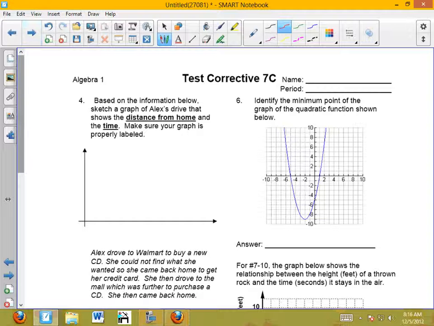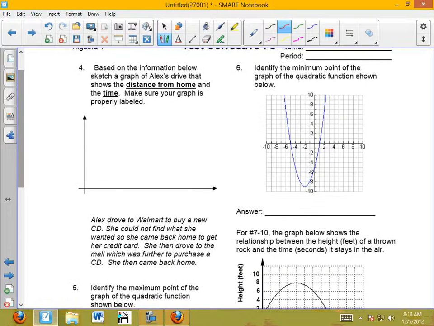Okay, number 4. Now, this one is distance from home. Must have distance from home on the side, time on the bottom. Distance from home, I can go back towards the x-axis. Let's see what happens. Alex drove to Walmart to buy a new CD. Drives to Walmart.